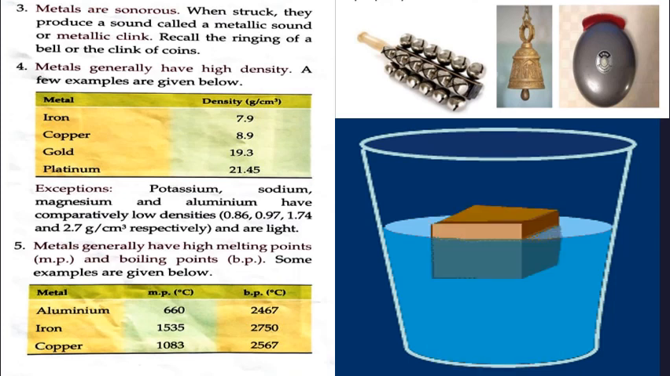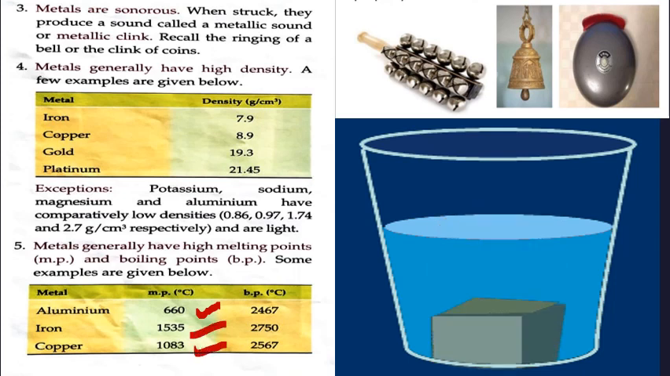But you should remember that their melting point is not achieved very easily. You can see the examples of aluminium, iron, copper. See their melting points: 660 degrees Celsius, 1535 degrees Celsius, 1083 degrees Celsius. These are very high melting points and these can't be achieved very easily.